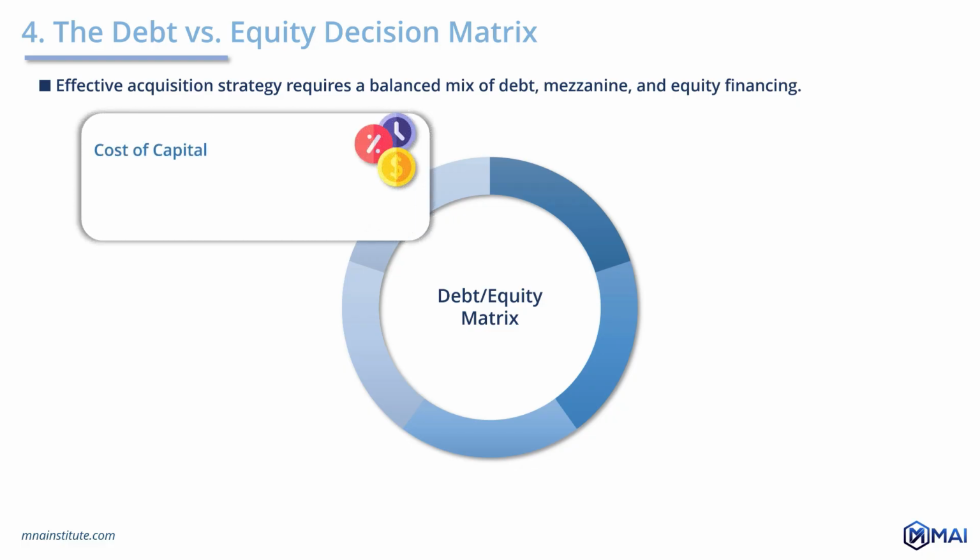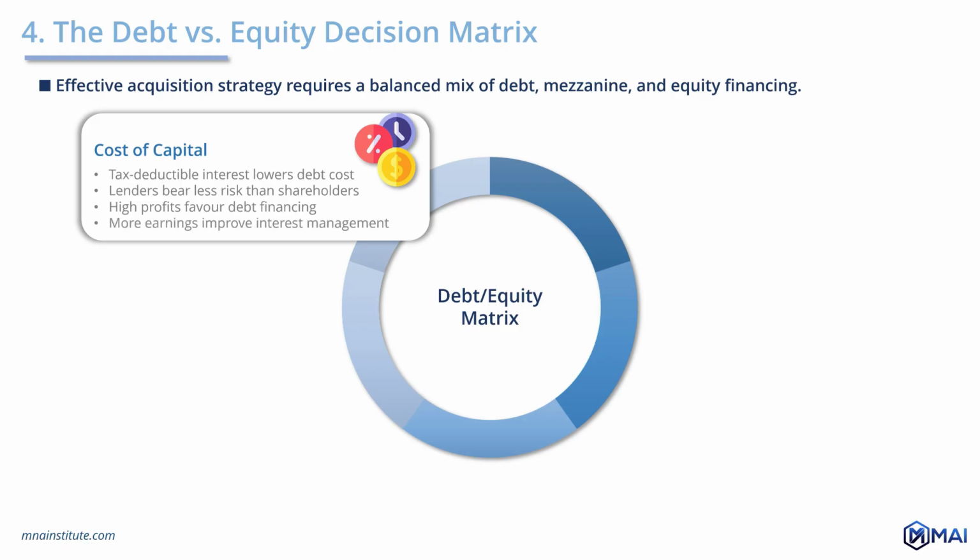1. Cost of capital considerations. Debt's advantage. Interest payments on debt are typically tax-deductible, making debt less expensive than equity financing. Lenders also generally bear less risk than shareholders, further contributing to the lower cost of debt. Impact of future earnings. If the acquisition promises to boost profits significantly, a higher proportion of debt financing can be advantageous. Greater earnings enhance the company's ability to manage interest payments.